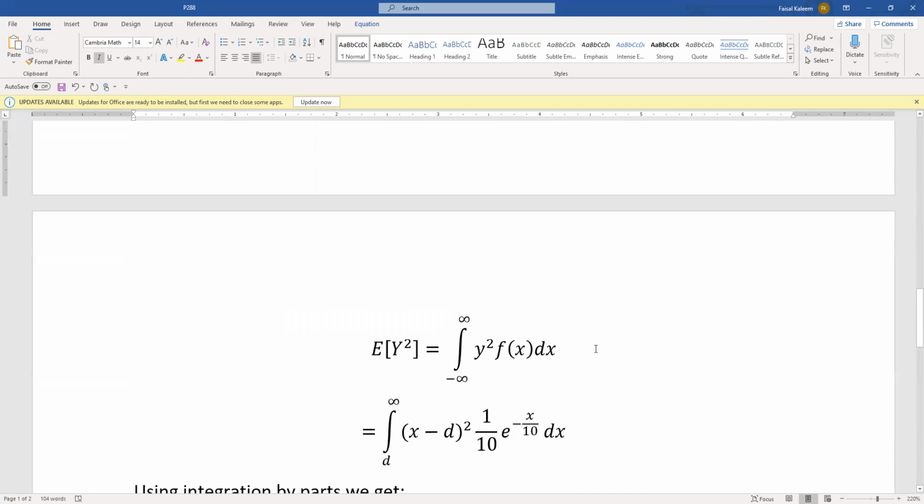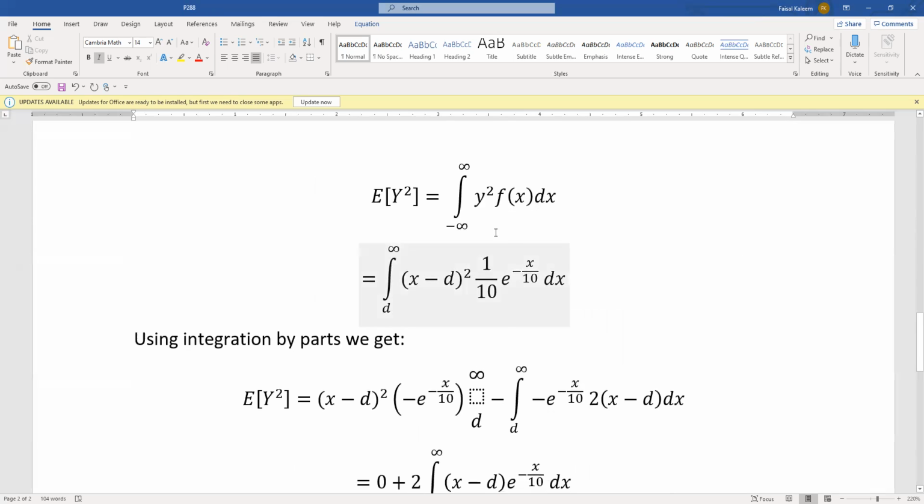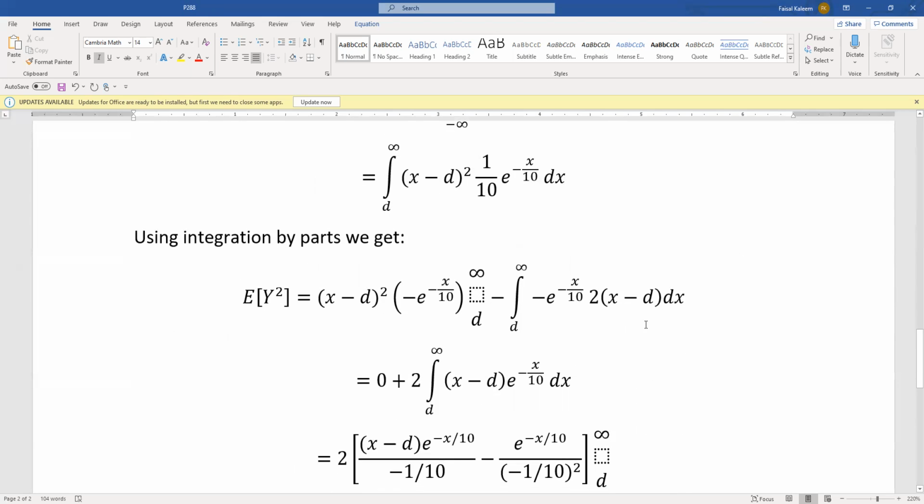So E[Y²]. Similarly, we integrate y squared against f(x). Y squared means x minus d whole squared from d to infinity. And now here, we don't have our shortcut. The shortcut doesn't apply here.